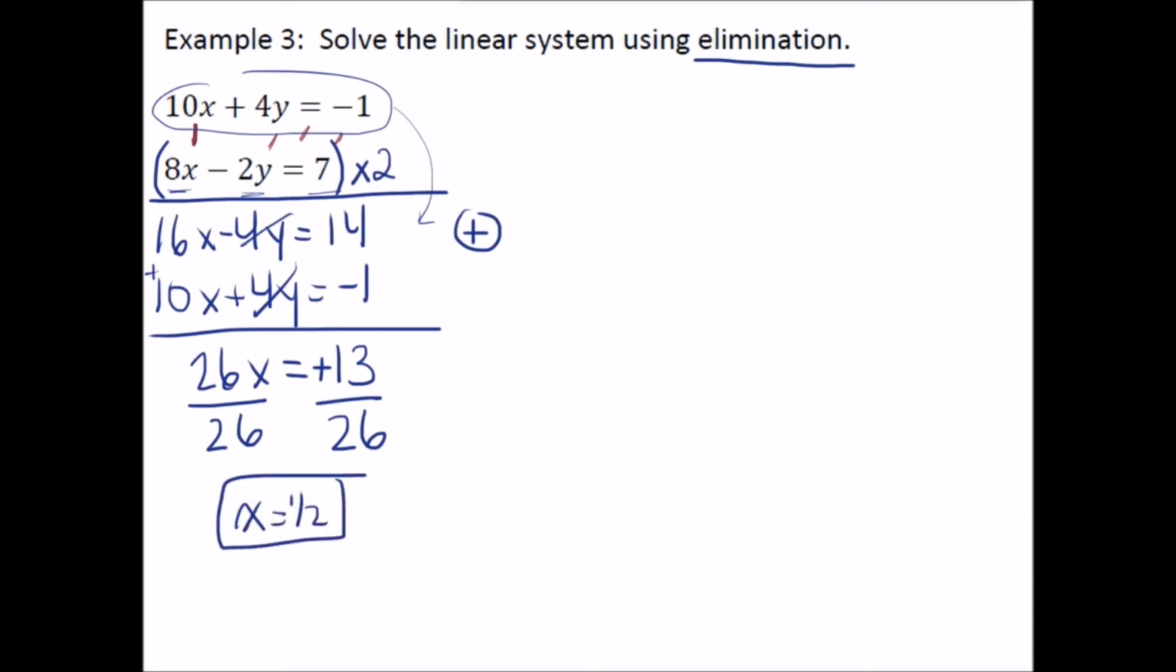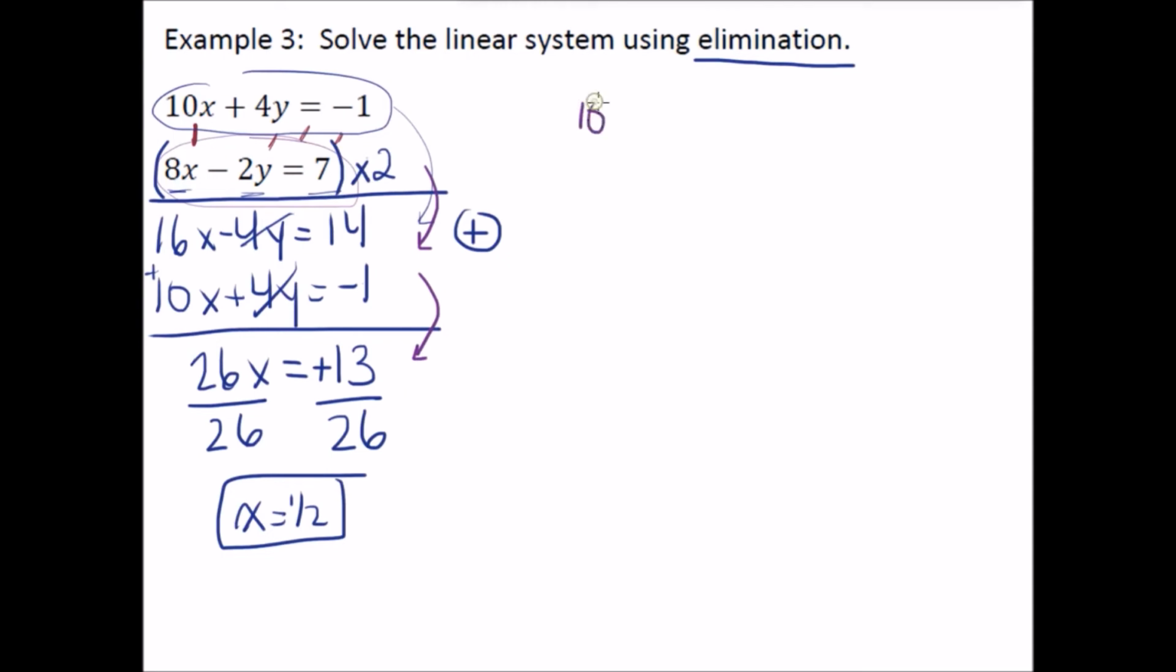Still a little bit ugly because we're still dealing with a fraction, but this time we were able to do this in, again, like 2 or 3 steps. Find an equivalent equation by multiplying the entire equation by 2, and then just adding. So now let's substitute x equals 1/2 back into either one of the originals.